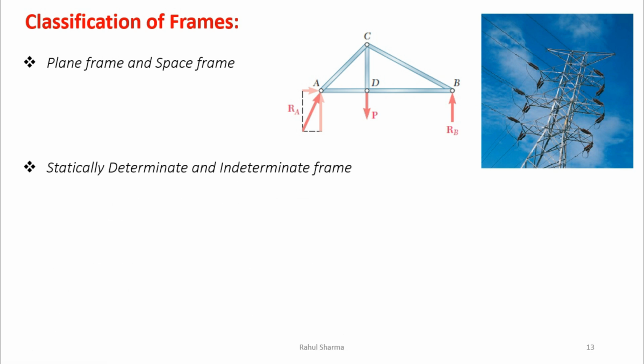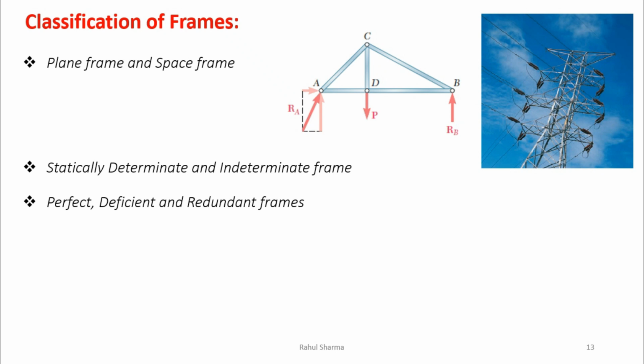Now next is statically determinate and indeterminate, meaning all those trusses and frames on which we can apply the conditions of static forces, like all x direction force is 0, y direction force is 0, moment is 0. That means we can apply the equations of equilibrium, then it is known as statically determinate, and when we cannot apply them, those are known as indeterminate frames.